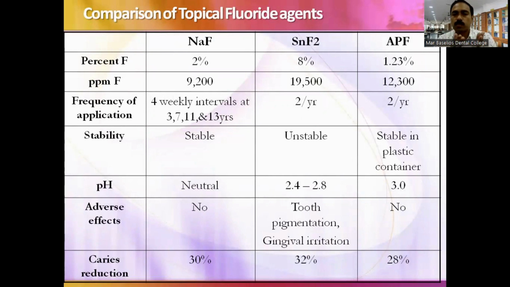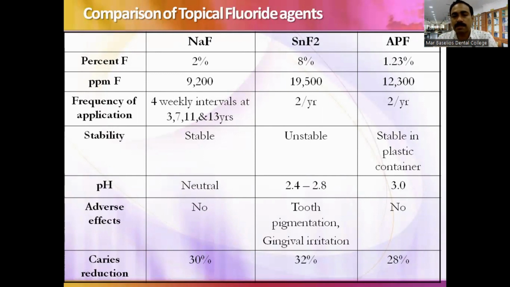The percentage for sodium fluoride is 2%, for stannous fluoride it is 8 to 10%, though we commonly use 8%, whereas APF is 1.23%. The ppm for sodium fluoride is 9,200 ppm, stannous fluoride 19,500, APF 12,300. The frequency of application, where it matters: for stannous fluoride and APF it is only a biannual application, but for sodium fluoride it has to be in 4 age groups of 3, 7, 11 and 13, with 4 weekly applications in each age group.